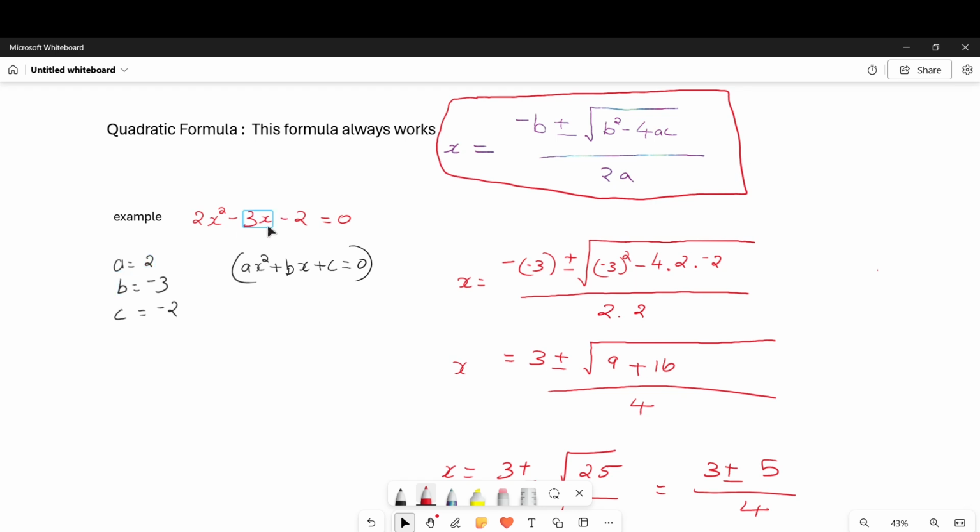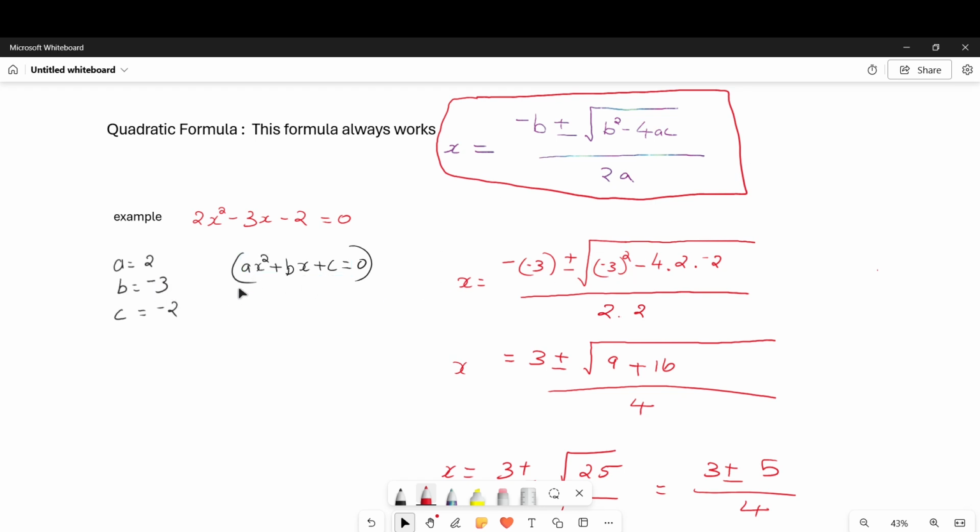b is the coefficient of the second term, minus 3. So b is equal to minus 3. Then c is equal to minus 2, since this c term doesn't have a variable; it is only a constant number. So minus 2 will be the c value. This is the base equation: ax square plus bx plus c is equal to 0. So you understand where a, b and c came from.